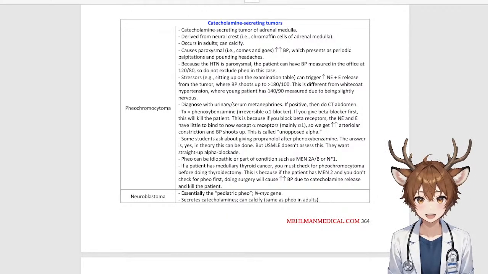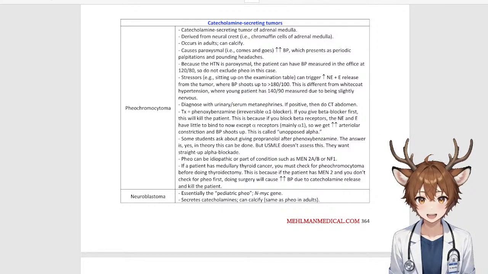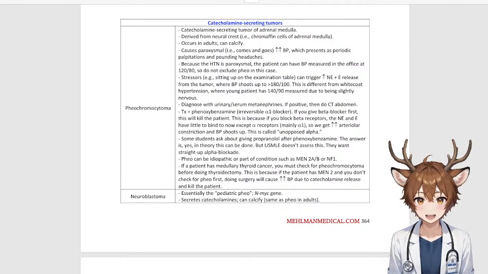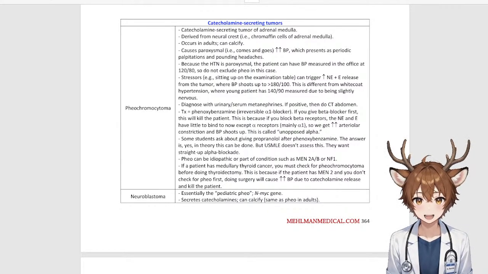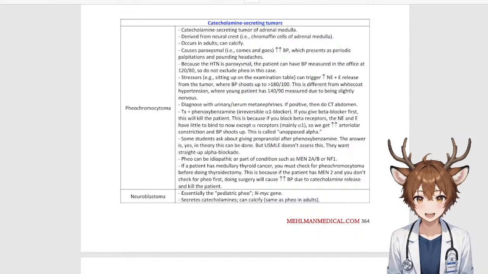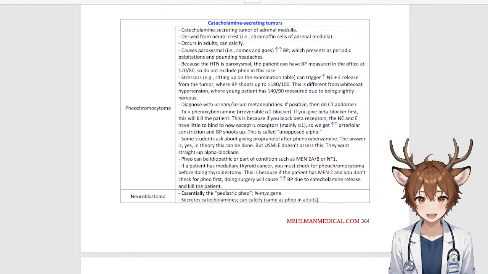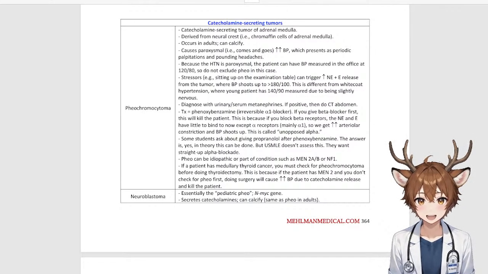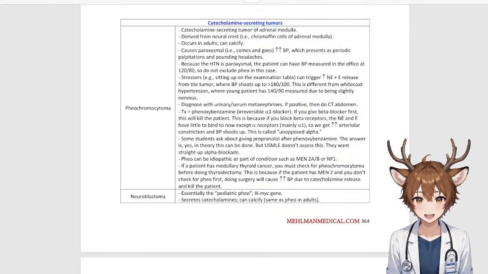Catecholamine secreting tumors. Pheochromocytoma. Catecholamine secreting tumor of the adrenal medulla, derived from neural crest chromaffin cells of the adrenal medulla, occurs in adults, can calcify, causes paroxysmal, comes and goes, elevation in BP, which presents as periodic palpitations and pounding headaches. Because the hypertension is paroxysmal, the patient can have a blood pressure measured in the office at 120/80, so do not exclude pheochromocytoma in this case.